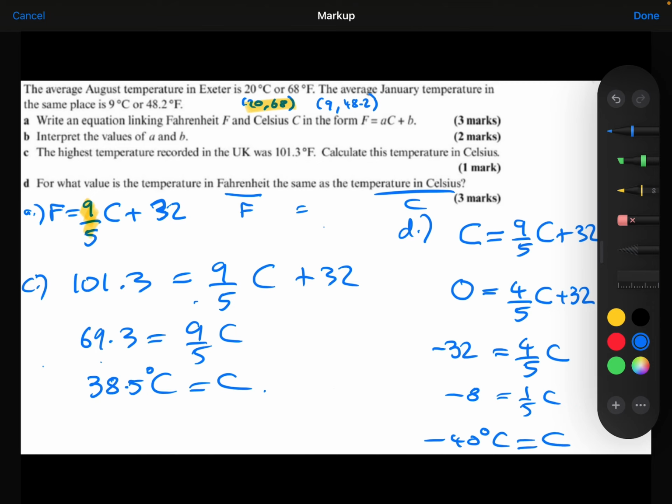So when the temperature is minus 40 degrees in Celsius, it is also minus 40 in Fahrenheit as well. The fact that we've made the Fahrenheit equal to the Celsius and then solved that equation means that when the temperature is minus 40 degrees, it is the same temperature in Fahrenheit and Celsius.